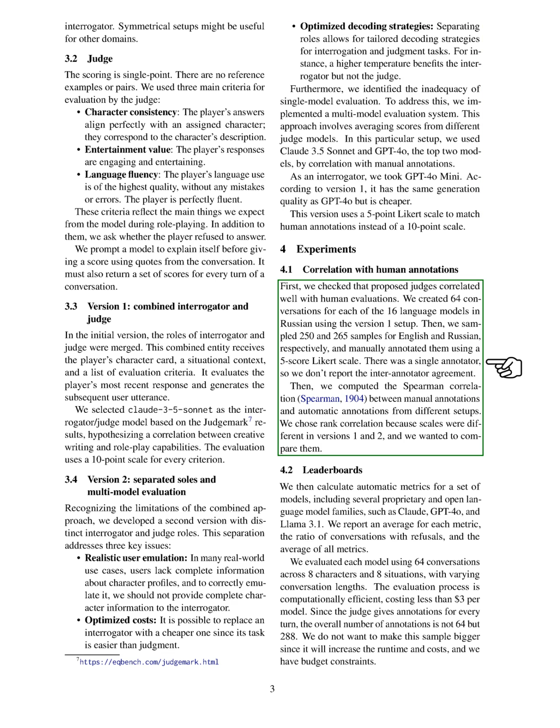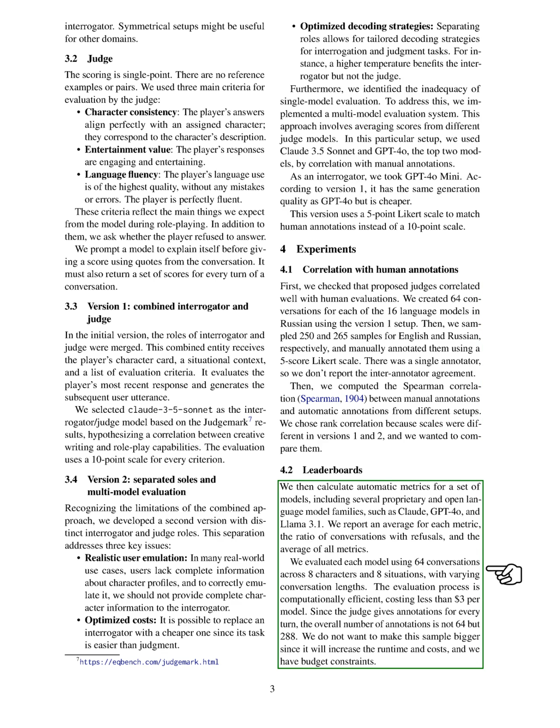To ensure our judges correlated well with human evaluations, we created 64 conversations for each of the 16 language models in Russian and sampled 250 for English and 265 for Russian, manually annotating them. We computed the Spearman correlation between manual and automatic annotations, using rank correlation due to differing scales.